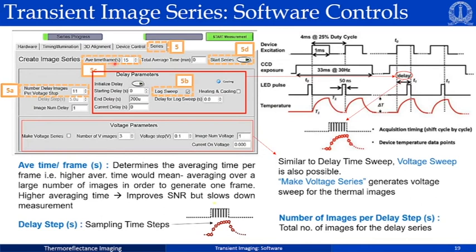First is the average time per frame. That is, it determines the number of times you would want to average the image in one frame of the CCD. As I have already iterated earlier, higher averaging time would mean that the averaging is happening over a large number of images. Higher averaging time means one frame will consist of a large number of thermal images which would then be averaged. Therefore, higher averaging time inevitably leads to a very good SNR, but it then slows down the measurement.